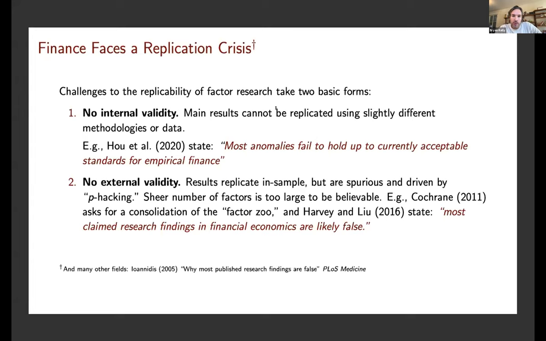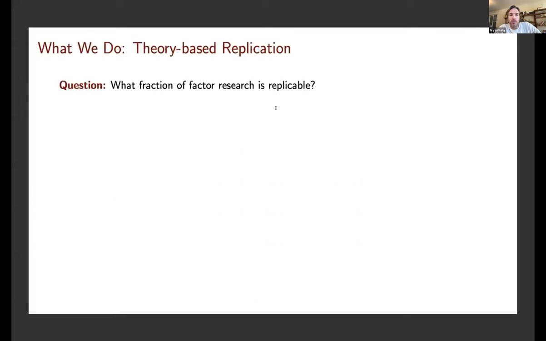This is the idea that we're going to be approaching in this paper. We're going to approach it from a different angle. We're going to be thinking about theory-based replication. We're going to ask the question, what fraction of factor research findings are replicable? We're going to come to a very different conclusion. We're going to argue that most of them are, almost all of them: an 85% replicability rate when we look at our analysis. So where is this coming from?